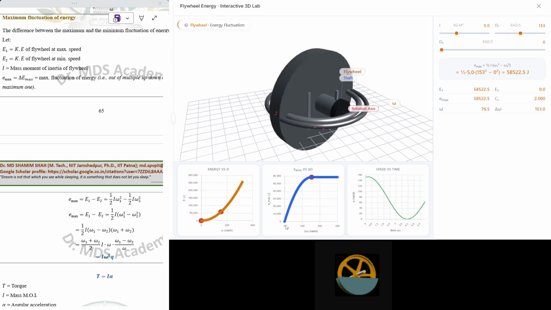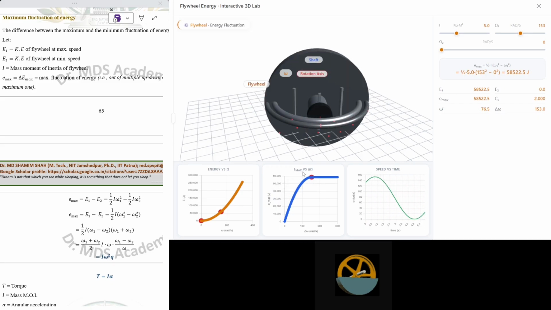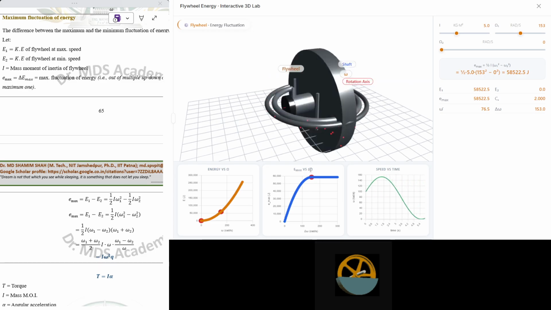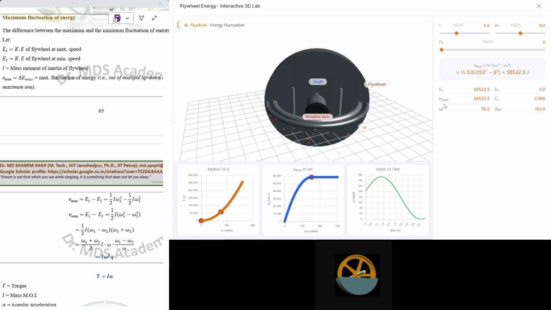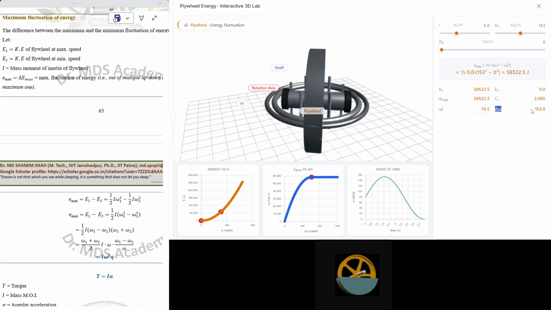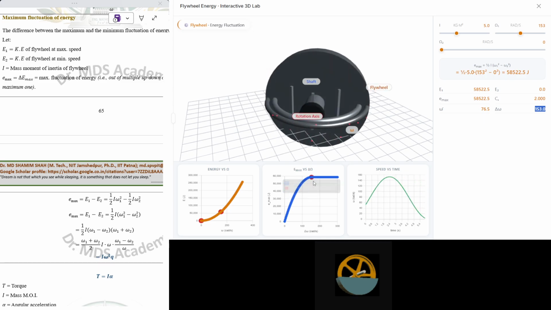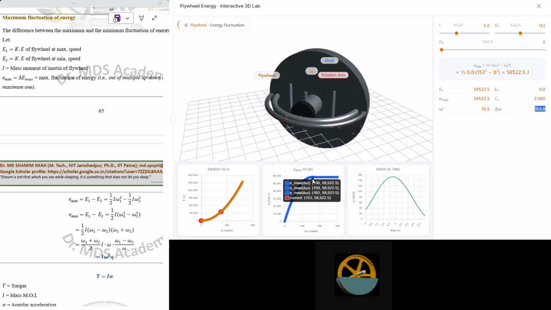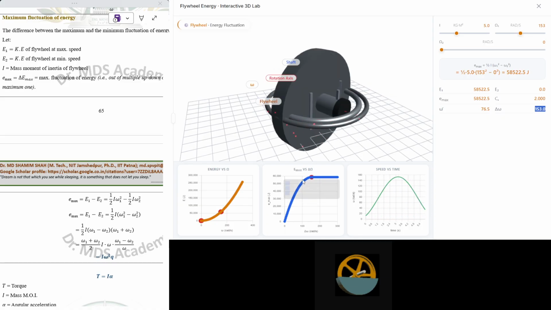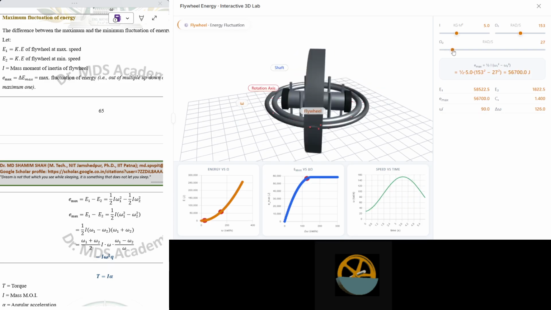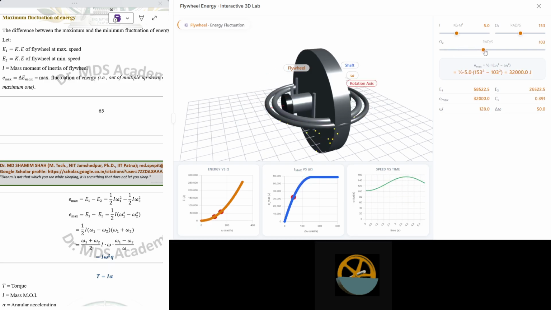Now let's see. Similarly, in the middle of the graph, you will find Emax versus del omega. Del omega means change in speed, that is omega 1 minus omega 2. Here the same value, 153. All the data is shown here. The Emax value is 60.